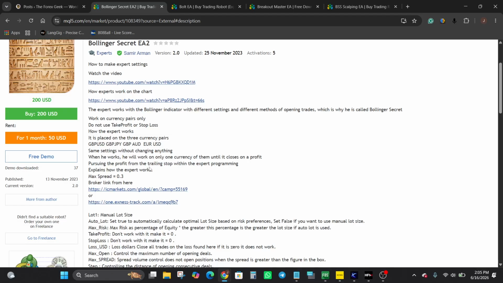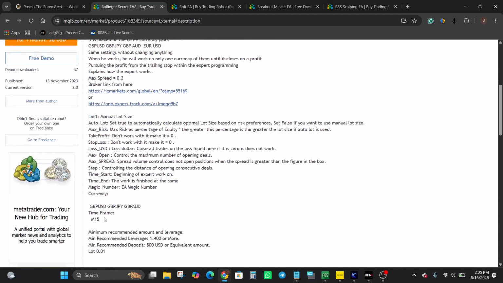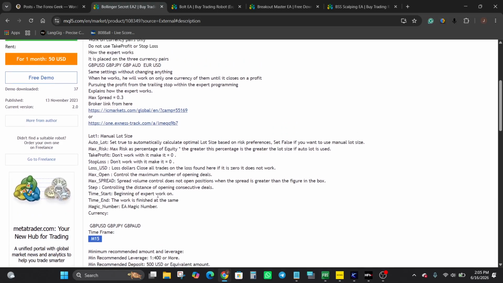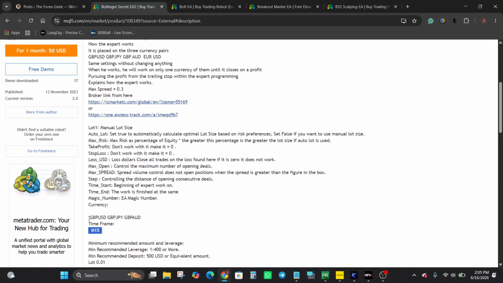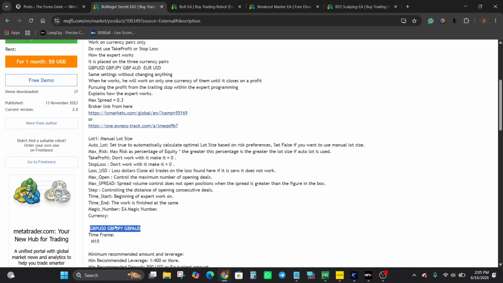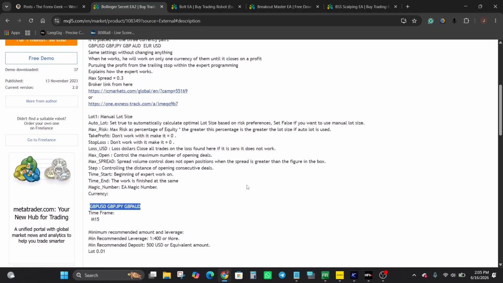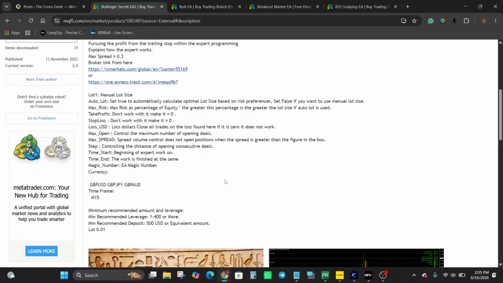And the recommended time frame is M15. Although here we can see that the currency pairs listed at this point are just GBP USD, GBP JPY, and GBP AUD. The developer explains that the EA should be attached to all three currency pairs using the same settings without modification. Once running, the EA will focus on one of the currencies and continue working until positions are closed in profit.